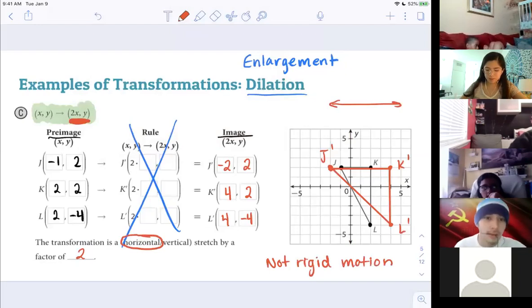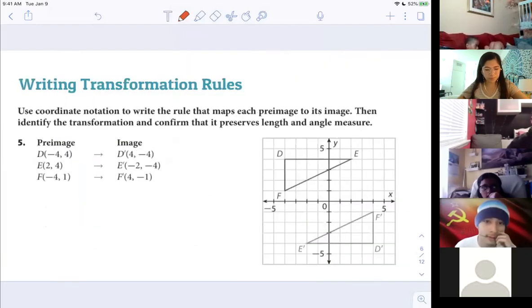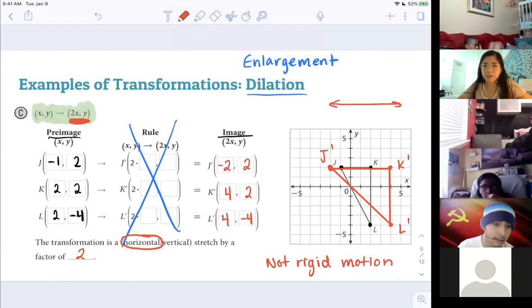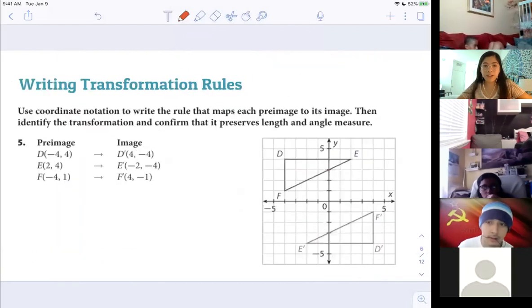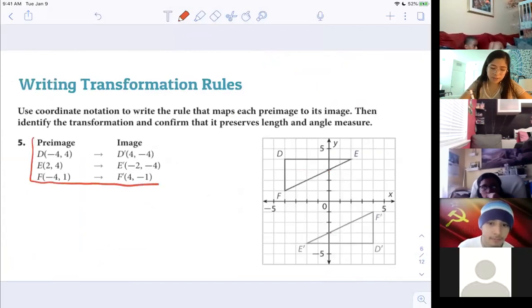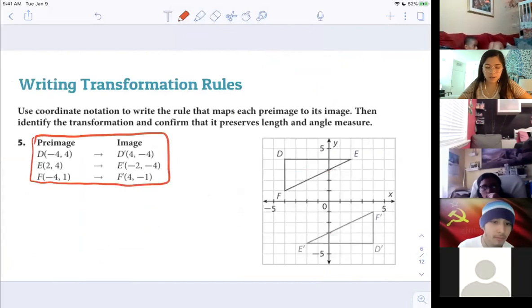All right, let's do the next one. Okay, so this is what I was saying before. In this case now, instead of them giving me the rule and then I have to draw the image, they give you the image and you have to figure out the rule. So the first thing we want to look at is any patterns that you notice in the coordinate points of the pre-image and the coordinate points of the image. So does anyone notice any patterns?